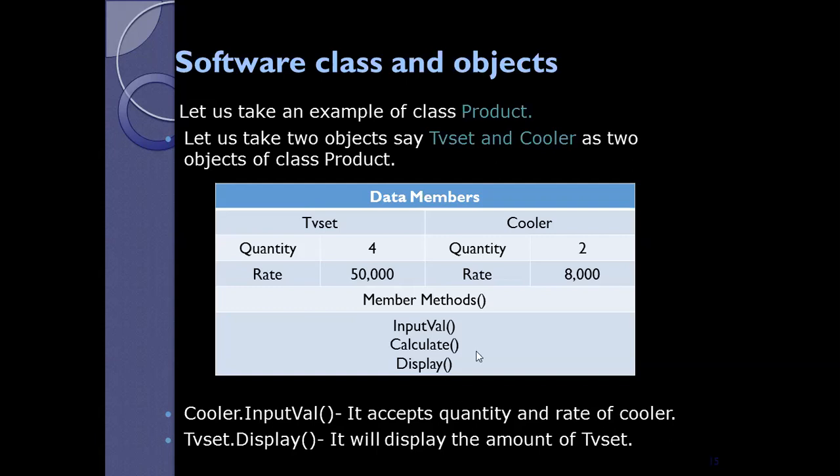member method? So here look at the statement cooler dot input val. Cooler dot input value here means what? We are going to accept the quantity and the rate of the cooler, that is, we are going to take the input of quantity and rate of cooler. Similarly, TV set dot display here means that we are going to display the amount of TV set. That means we are going to calculate first the amount and then we are going to display only the amount of TV set and not the cooler.